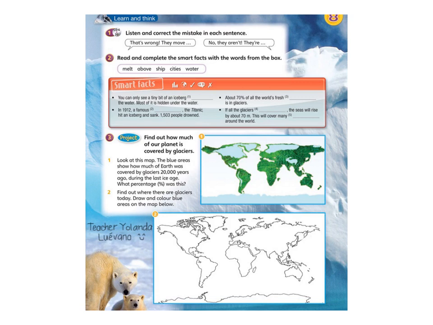It says, look at this map. The blue areas show how much of Earth was covered by glaciers 20,000 years ago during the last ice age. What percentage was this? Find out where there are glaciers today. Draw and color blue areas on the map below.